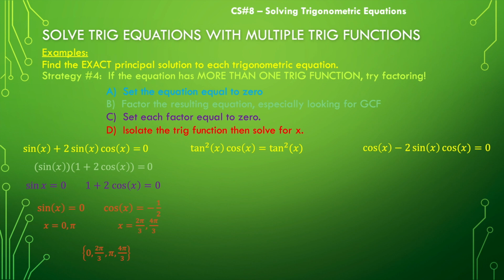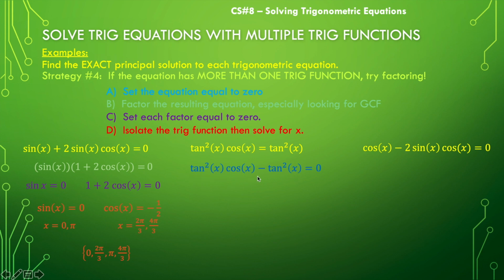Now this middle example, notice that I don't have my equation set equal to 0, so I need to do that first. So let's move this tangent squared of x to the left-hand side, which means I will end up with something that looks like this. Tangent squared of x times cosine of x minus tangent squared of x is equal to 0. And notice that in both of these pieces, separated by this minus sign, I have a tangent squared of x. So I will treat that as my greatest common factor and factor it out.